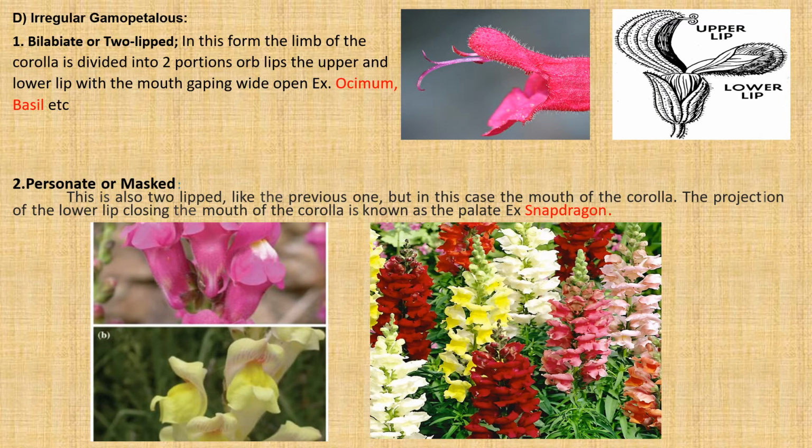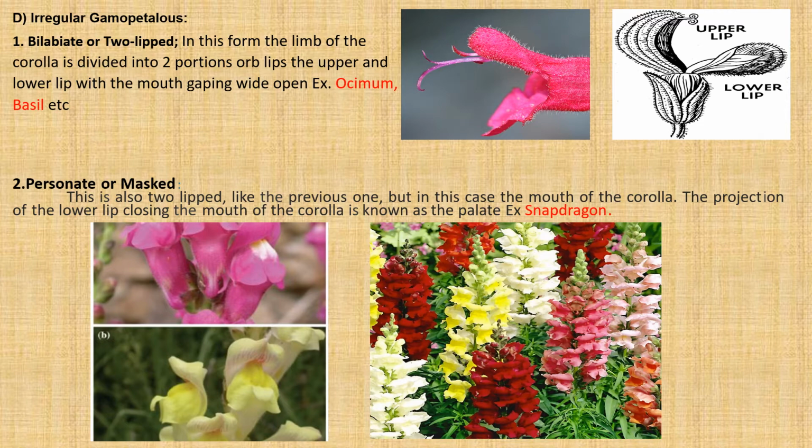Coming to the fourth type, that is irregular and gamopetalous forms. Under this, we have two types. The first one is bilabiate or two-lipped. In this form, the limb of the corolla is divided into two portions or lips, the upper and lower lip, with the mouth gaping wide open.